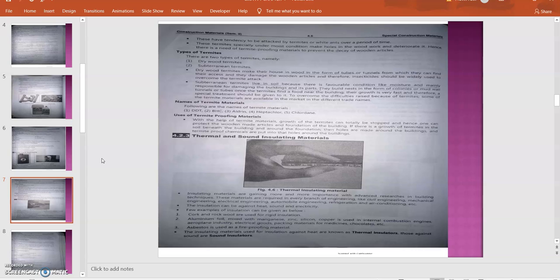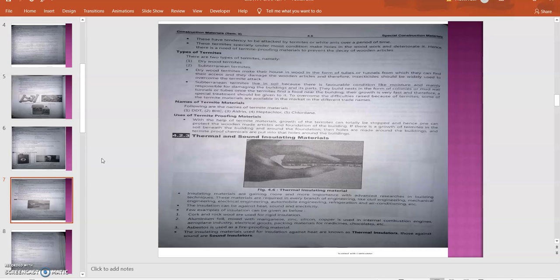Then termites find food near the buildings. They grow very fast. That's why, to avoid damage to the foundation, different chemicals or damp proofing reagents have to be sprayed over the foundation. The names of the termiticides are DDT, BHC, then Aldrin, Heptachlor, and Chlordane. So these are the examples.